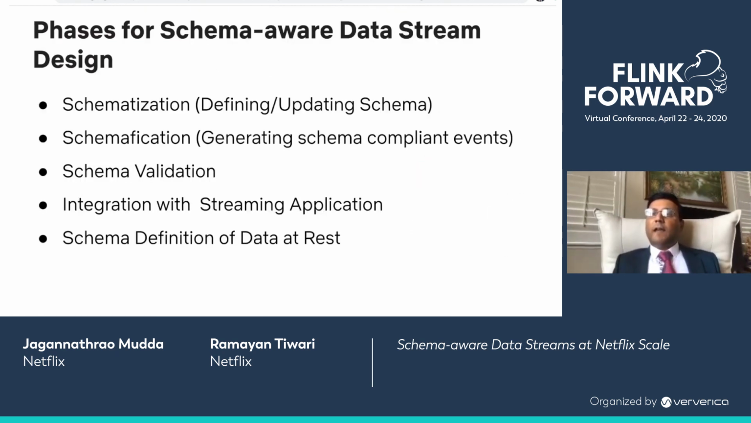Now let's go over the design phases of building schema-aware data streams. First phase is schematization, where data producers can define schema for different event types. Next phase is schemafication, where event records are generated based on the schema. Third phase is about schema validation of the generated event records. Finally, integration of these components with streaming applications to build schema-aware data streams. At the end, define schema for data at rest and implement required UDFs.